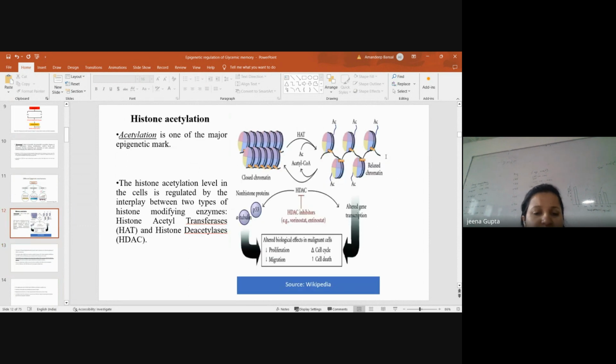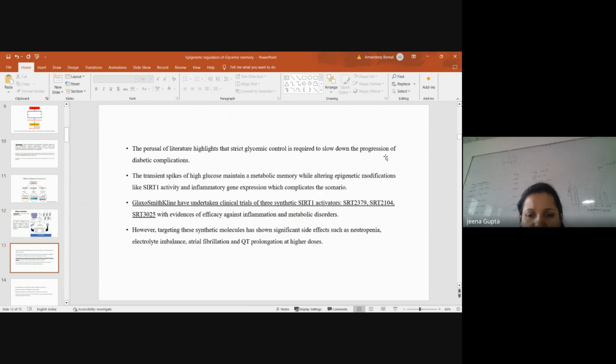One of the important histone deacetylases which we work on is SIRT1. It evolved from sirtuin in yeast, and is a histone deacetylase which regulates gene expression in metabolic diseases. The perusal of the literature highlights that strict glycemic control is required to slow down the progression of diabetic complications. If a person is following strict glycemic control, it can regulate the diabetic complications.